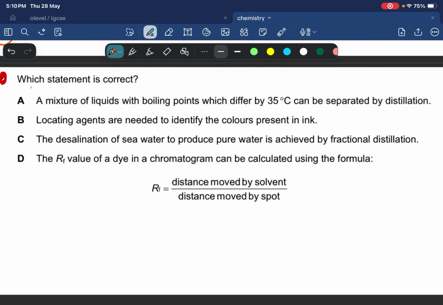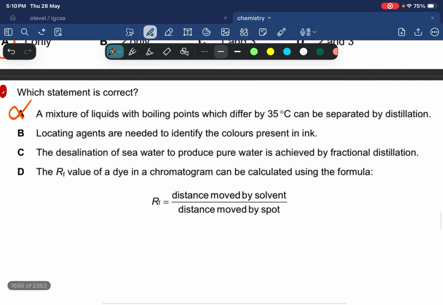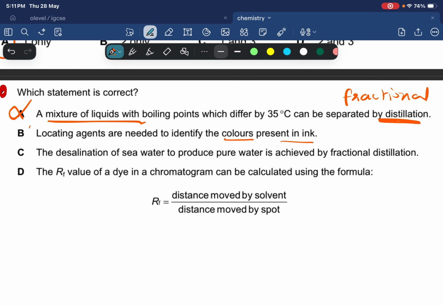No, you cannot separate a mixture of liquids by distillation. You have to use fractional distillation to separate a mixture of liquids. Okay, fractional distillation. So this is incorrect if it's not fractional distillation. Simple distillation, you can only separate a soluble solid and liquid. Okay. Locating agents are needed to identify the colors present in ink. No, on the chromatogram you have to identify the spots. That's where you use them.